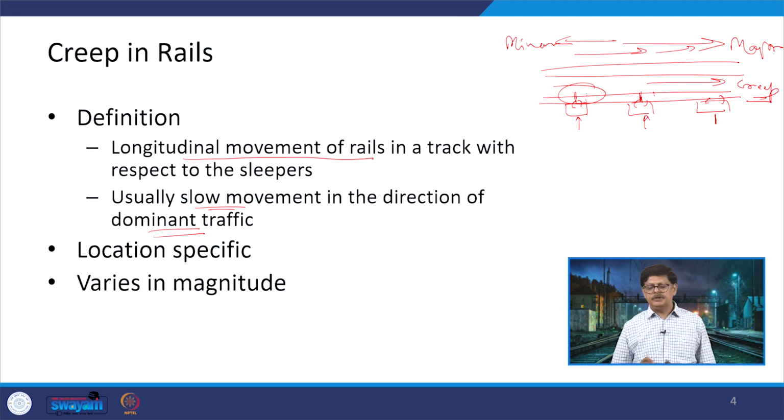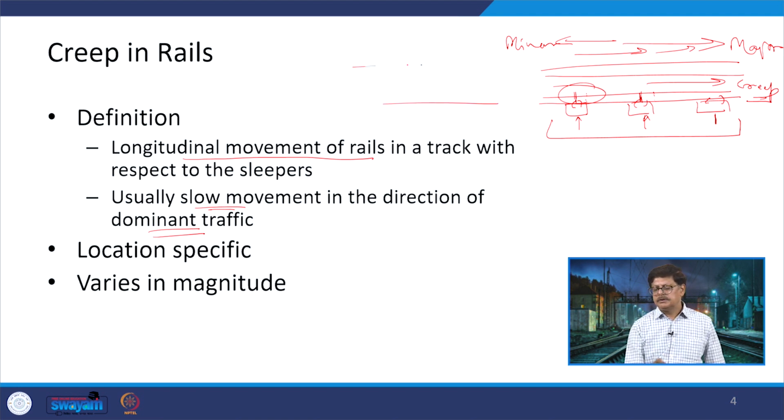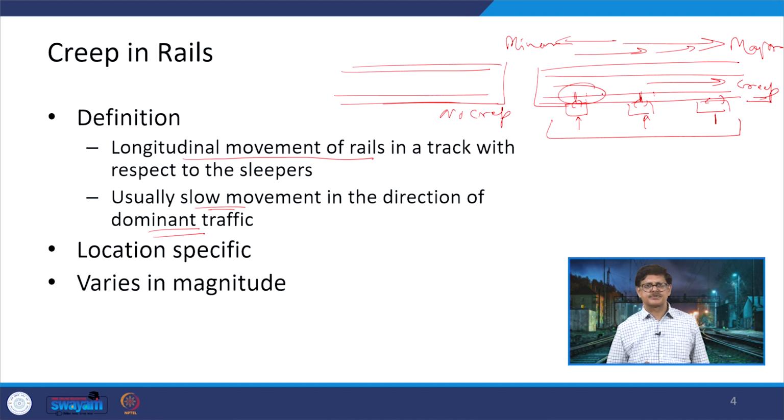And it has been observed that this creep is location specific. It may happen in this section of the track, but if I go beyond here, there is no creep occurring. It occurs only at this particular site, and elsewhere you find no shift of markings. It also varies in magnitude with respect to the location and the type of reasons which can be there. Sometimes we find it is going very fast, sometimes very slow. So you cannot say that every time it will happen in a uniform pattern, because there are n number of factors which make this happen.